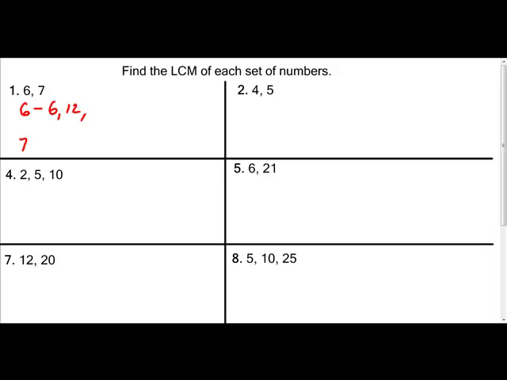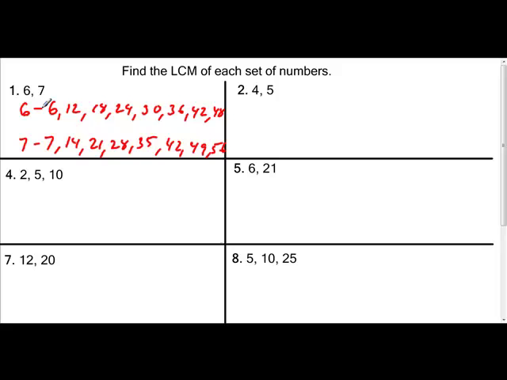6, 12, 18, 24, 30, 36, 42, 48. We'll stop there. Let's go with 7. 7, 14, 21, 28, 35, 42, 49, 56. All right. Let's take a look at that.